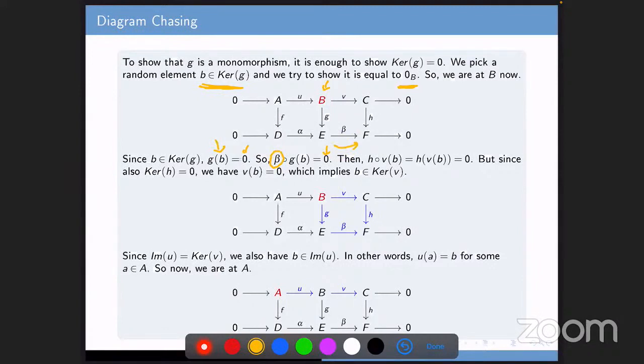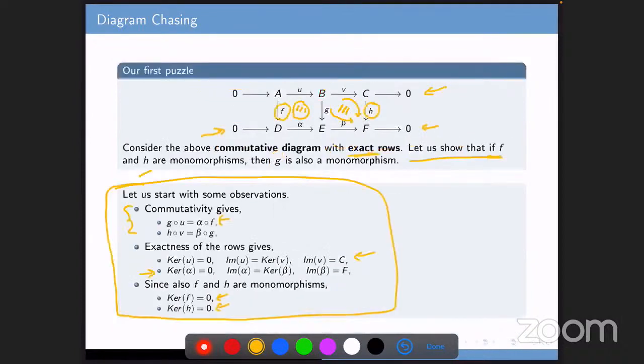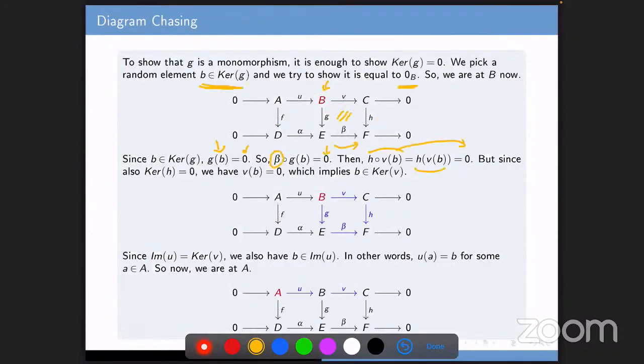But if we use the commutativity of this diagram here, we know that H composed with B is equal to beta composed with G. Then this element should be getting mapped to the 0 under this H composed with B, right? But we know that from here, kernel H is 0, okay? So if kernel H is 0, this VB has to be 0, okay?